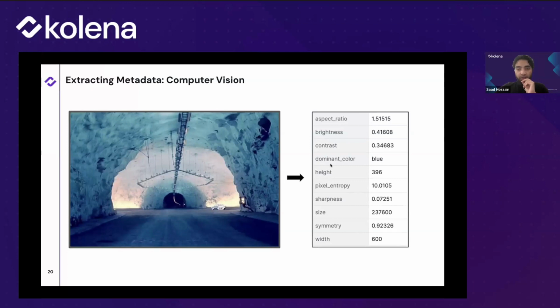For example, over here we've extracted the dominant color, which appears to be blue. We also know that it is fairly symmetrical. We have a good symmetry score, and as you can see, there's not much difference between the two halves of the image, especially if we look at it from a vertical sense.